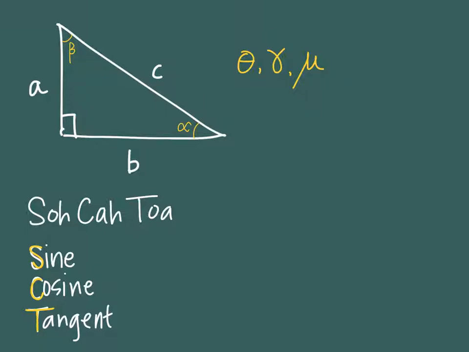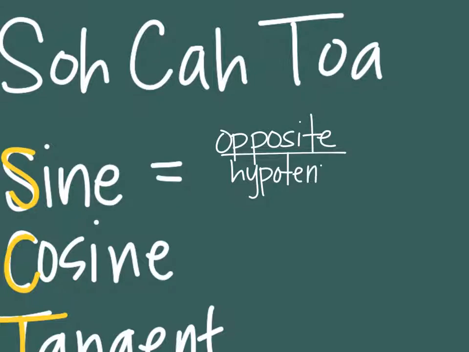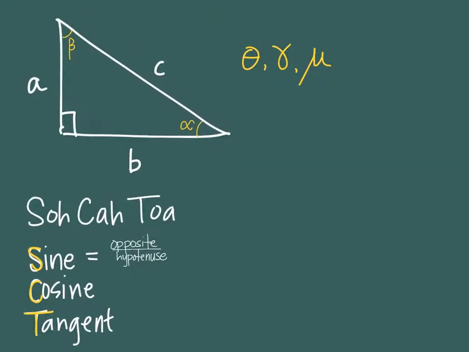All right, sine is found by placing the opposite side over the hypotenuse. I'm actually going to write that a little smaller. Opposite over hypotenuse. So what do I mean by that? What do I mean by opposite over hypotenuse? Let me give you an example. Let's look back at the picture again.